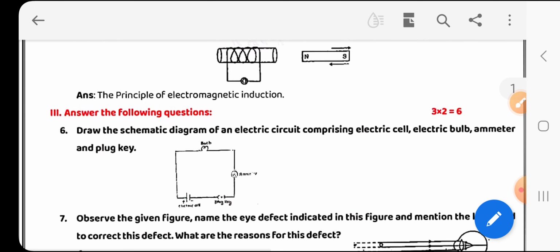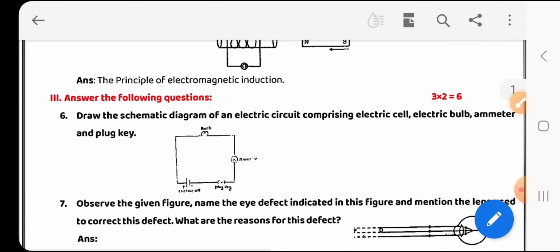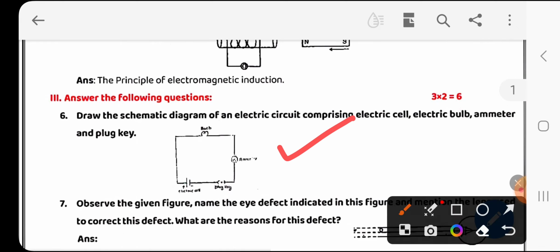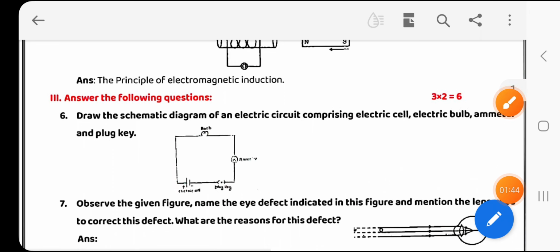Answer the following questions. Draw the schematic diagram of an electrical circuit comprising electrical cell, electrical bulb, ammeter and plug key. So students, you are seeing, this is the correct schematic diagram of an electric circuit. So you are seeing the main components like bulb, ammeter and plug key and electrical cell.